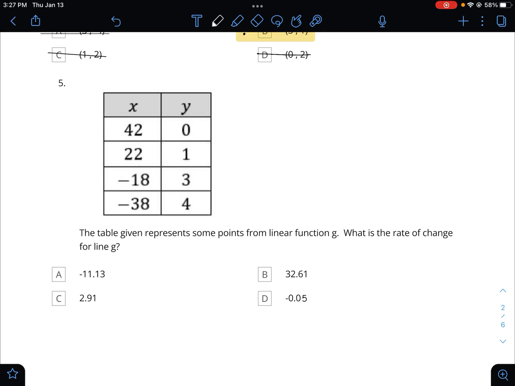So the table given represents some points on the linear function g. What is the rate of change of g? So a lot of people fixated on g. G is just telling you that that's the name of the line. Okay, what you need to worry about and what you need to find is the rate of change.